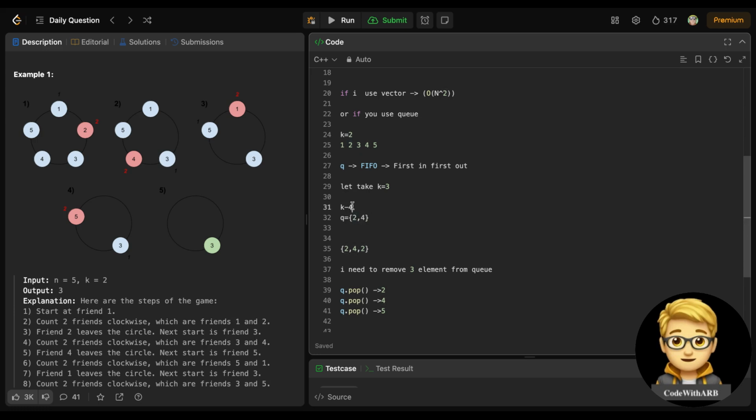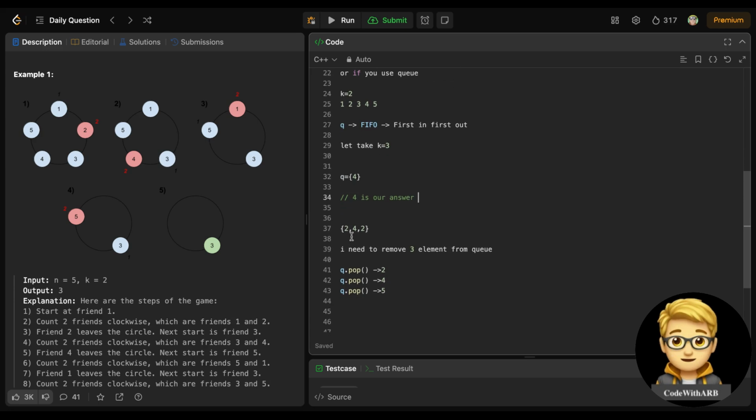Now the third element, which is again 2, must be permanently deleted. So this needs to be deleted, but the others need to be added back because they are not at the third position. Understood? Now we are left with only one element, which will be our answer. So this 4 is our answer. Right? Understood what we are doing with the queue.